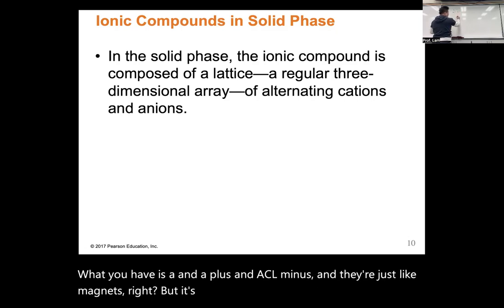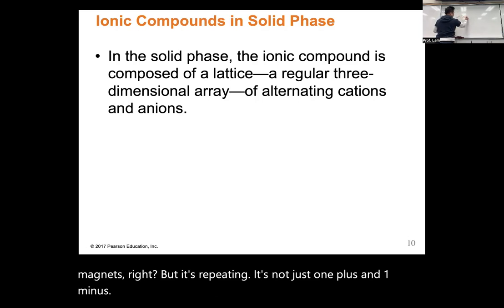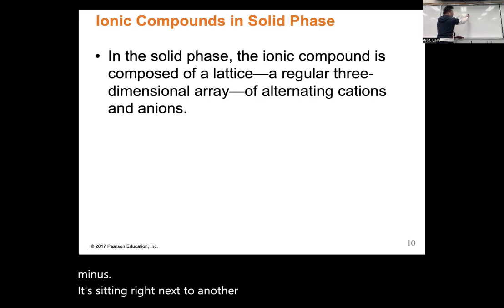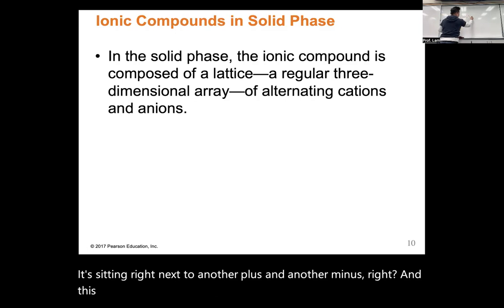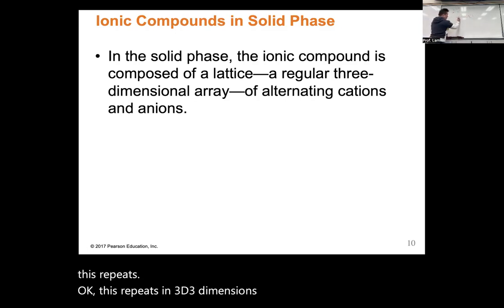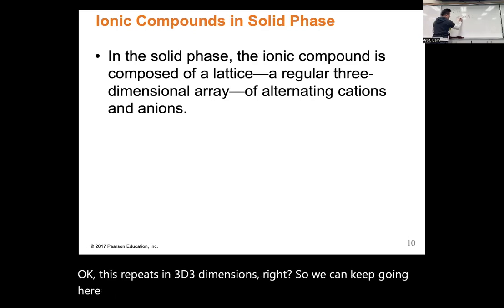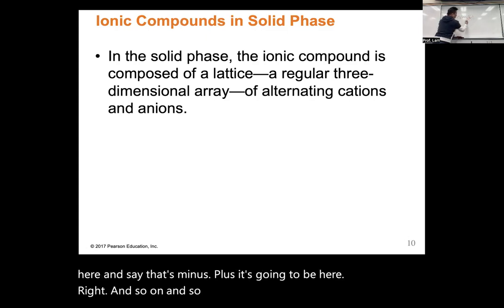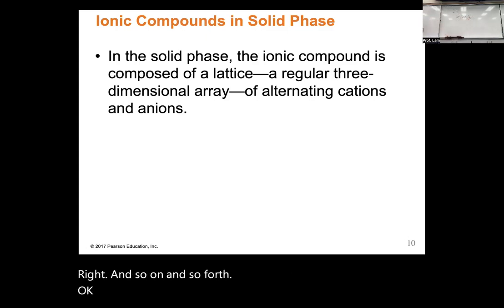It's not just one plus and one minus. It's sitting right next to another plus and another minus, and this repeats. This repeats in three dimensions. So we can keep going here and say that's minus, plus is going to be here, and so on and so forth. So plus, minus, and that's what we call a crystal lattice.